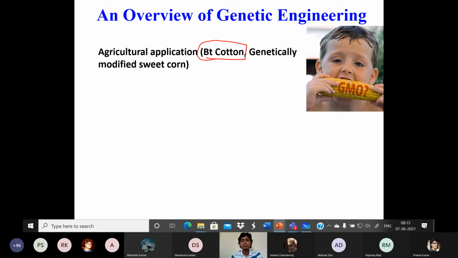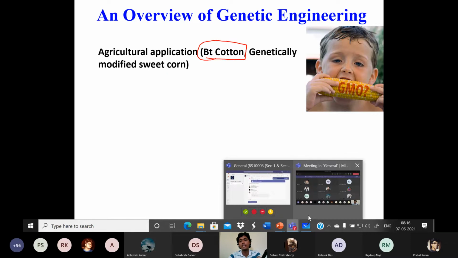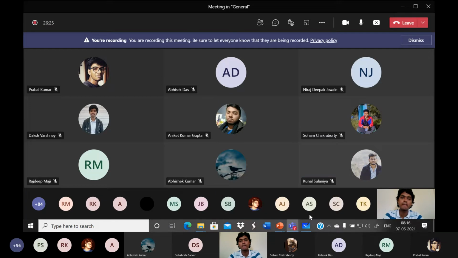So, BT cotton. Is any one of you aware about BT cotton without a Google search? Most of you are probably too young to know that. I only know that it is some kind of pest resistant thing. Yes, you are right. It doesn't get destroyed that easily.